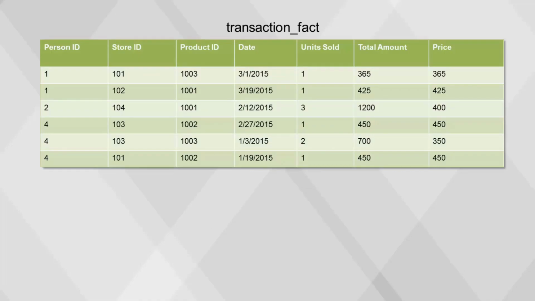Here's one final example using multiple concepts that have been covered. Using the transaction fact table, we want to answer the question, which stores had products that were on sale? Answering this question is a multi-step process. The first step is to find the average price for each product.